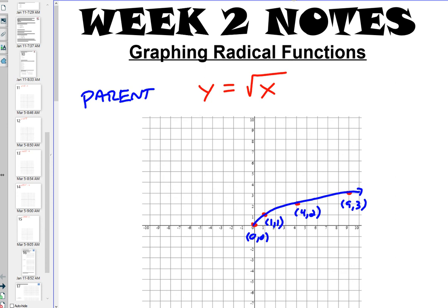We went over radical expressions last week. That won't show up on the test or quiz. We went over radical equations that will. Now we're going to start on graphing radical functions.